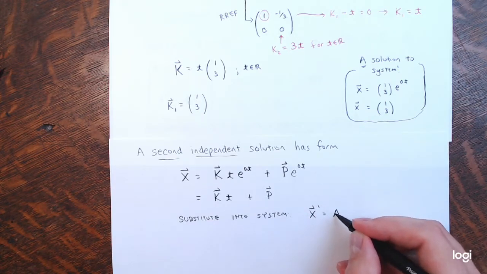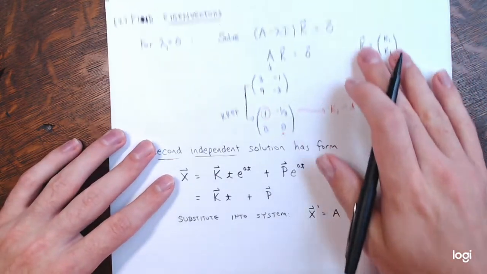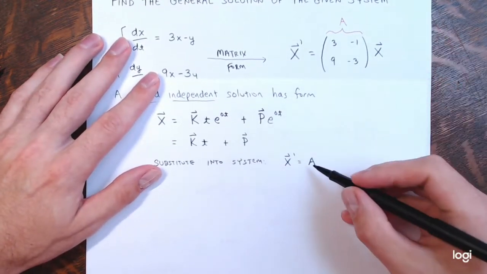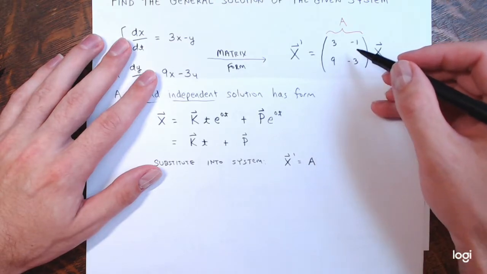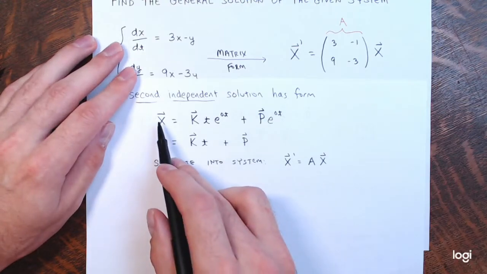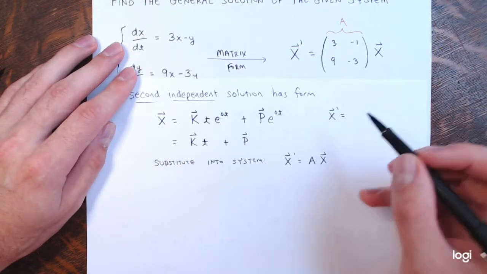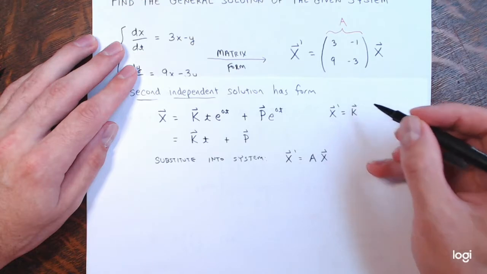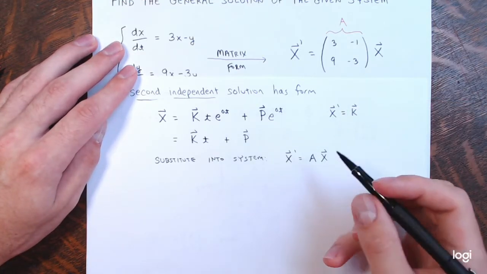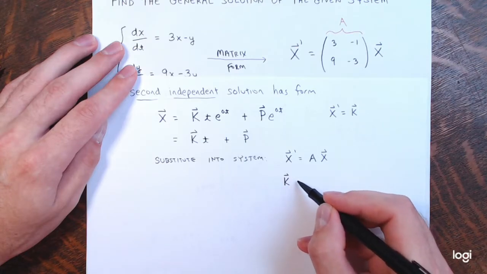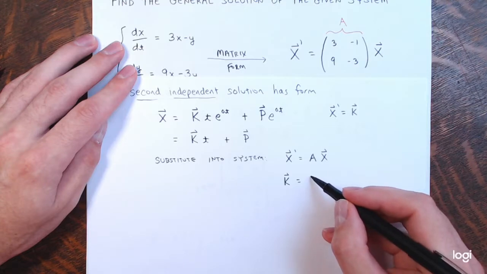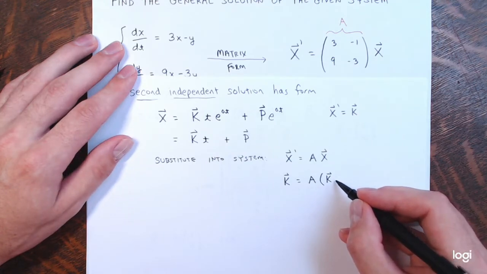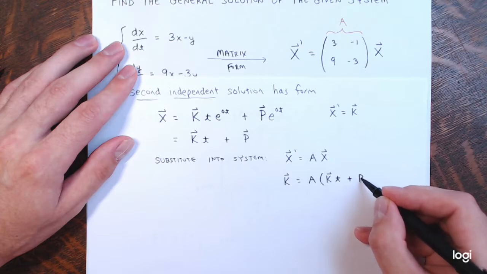equals, and I'm just going to write the matrix A so I don't have to write out what matrix A is right yet. We'll get to that later. But just know that this A here is that matrix, times x. Well, if this is x, then x prime would simply be the vector k, because vector p is made up of constants. So substituting these, we'd have vector k equals A times this quantity, k times t plus p.